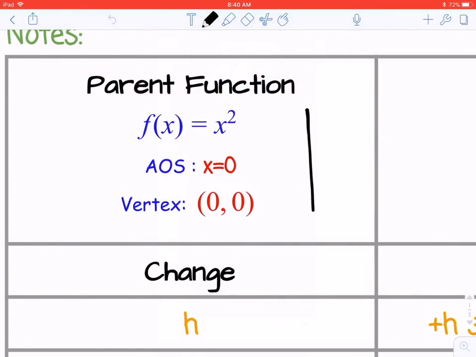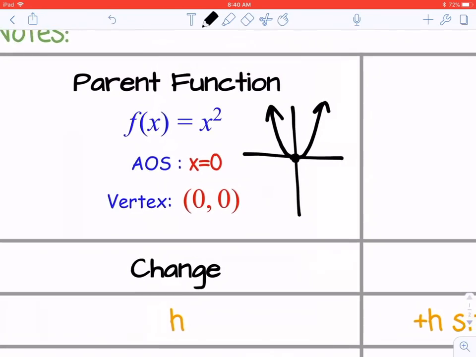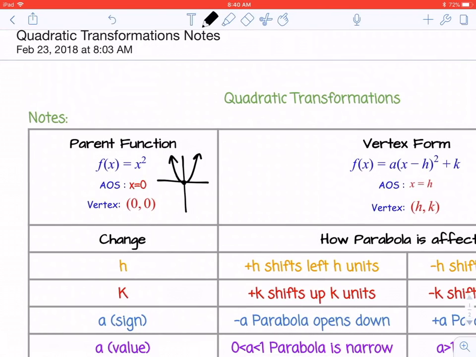Think about this as our basic quadratic that sits right in the middle of our graph, with a vertex at the origin and the axis of symmetry on the y-axis at x equals 0. We compare every other quadratic function to this parent function, and we discuss whether it shifts left or right, up or down, if it's wider, if it's more narrow, if it opens up, if it opens down, all of that good stuff. So that's what this lesson is talking about.